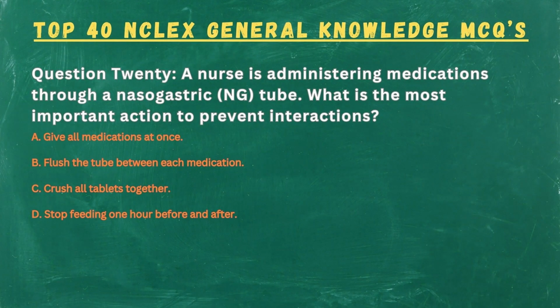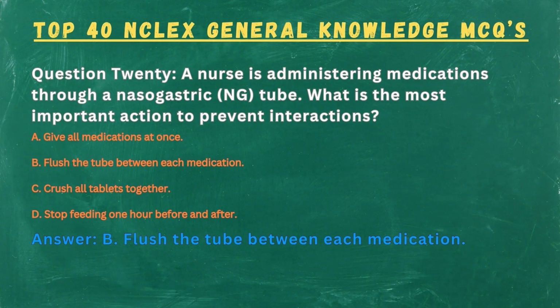Question 20. A nurse is administering medications through a nasogastric (NG) tube. What is the most important action to prevent interactions? A. Give all medications at once. B. Flush the tube between each medication. C. Crush all tablets together. D. Stop feeding 1 hour before and after. Answer: B. Flush the tube between each medication.